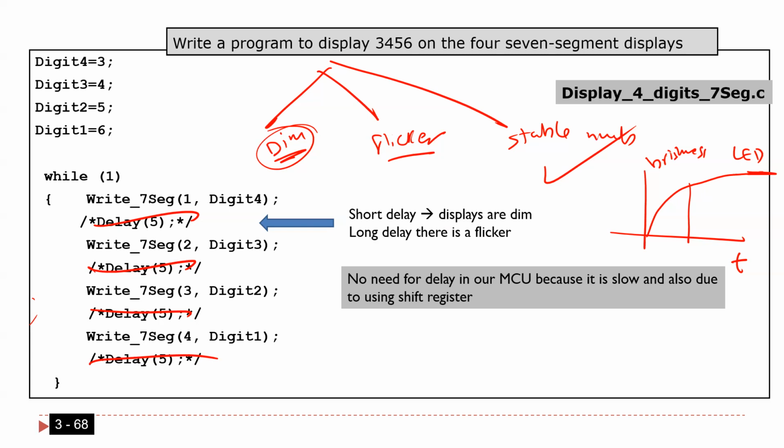A stable number, for sure, that's what I'm looking for, or you can see flicker. If you find flicker, that means you have a long delay here. Or it can be dim. In case of dim, that means you have a very short delay. You have to increase the delay. You have to keep the voltage for some time. You cannot just put voltage and remove the voltage, because the LED needs some time to reach the maximum brightness.